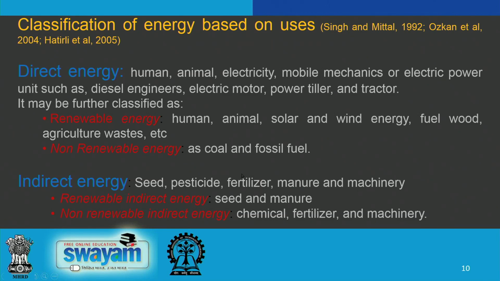The second part of this classification is the indirect energy, that may be visualized in terms of seed, pesticides, fertilizers, manures or machinery. Further, this indirect energy can be classified into renewable as well as non-renewable energy components. The renewable indirect energy is coming from the seed and manure, whereas the non-renewable part of the indirect energy class is coming from the chemical, fertilizer and machinery.